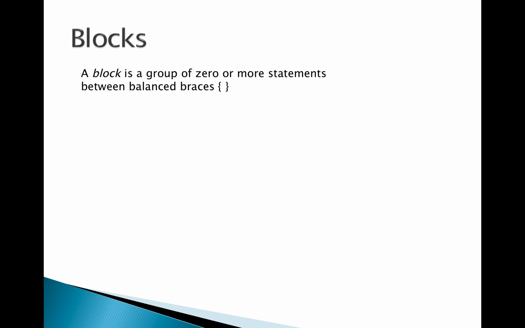Blocks: a block is a group of zero or more statements between balanced curly braces. As you see, we write a class like this, public class BlockDemo, and we have a main method. You can see there are blocks here. The curly braces mean the class BlockDemo encompasses the main method. Whatever you write inside the main method belongs to the main method, and the main method belongs to BlockDemo. So basically, the block denotes that it contains these things.